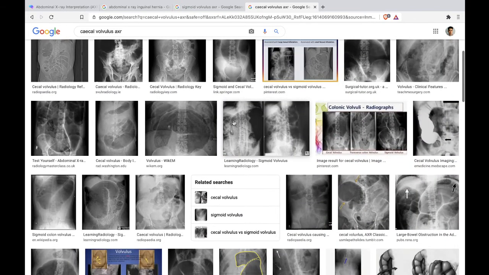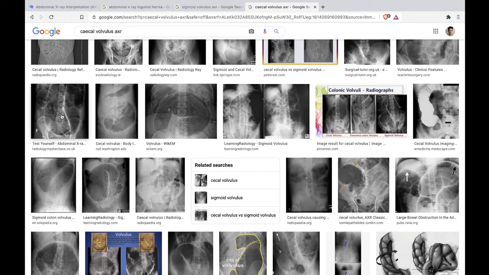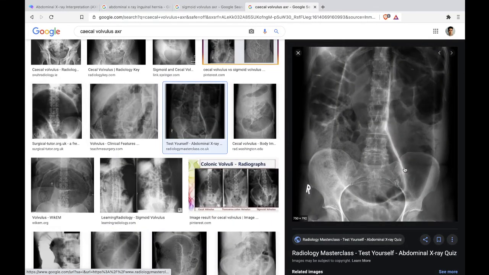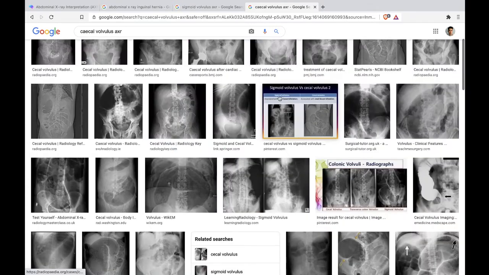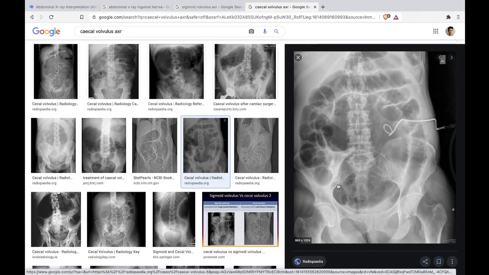Because the cecum is like, remember the threshold for cecal dilation is 9 centimeters, right? It's the widest part of the large intestine even. Is this a cecal or a sigmoid? Looks more like a coffee bean sign than an embryo, to be honest. So this is a cecal volvulus embryo sign.